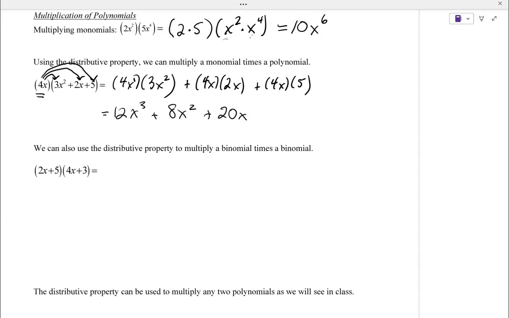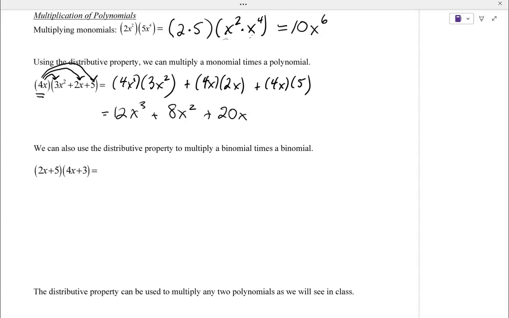Now you've probably heard the acronym FOIL before, and you can use that here, but I just want to show you where it comes from. Anytime you multiply polynomials, you have to make sure that every term in the first one gets multiplied by every term in the second one. Okay, that's the distributive property. So I'm going to do this out longhand, if you will, to illustrate where FOIL comes from. But really all we're doing is the distributive property.